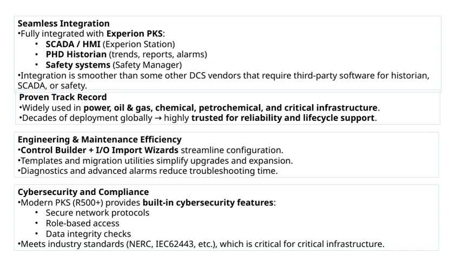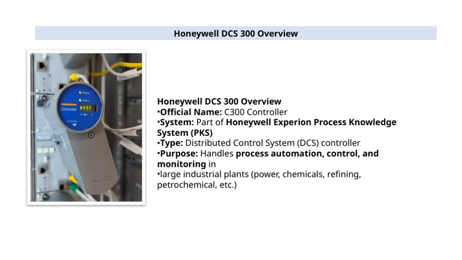Today, I want to give you an overview of the Honeywell DCS C300. The official name of this controller is the C300 controller. It is an integral part of the Honeywell Experion Process Knowledge System, or PKS, which is designed to provide a comprehensive control and information system for industrial processes. The DCS C300 is classified as a distributed control system, or DCS controller, meaning it distributes control tasks across multiple modules to ensure reliability and efficiency.